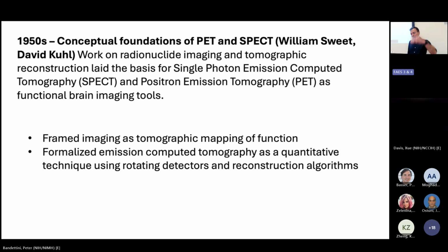And then, okay, now we're going along, jump ahead to the 1950s. Some of the conceptual foundations for PET and SPECT were created, in terms of working out the math for tomographic reconstruction, instead of just going through a certain two-dimensional plane. The math was being worked out for projection reconstruction, or with PET, coincidence detection and then projection reconstruction. So that was being done.